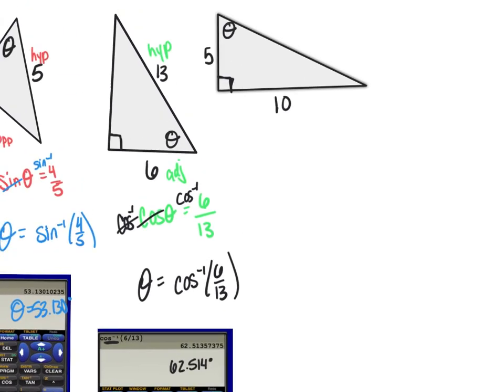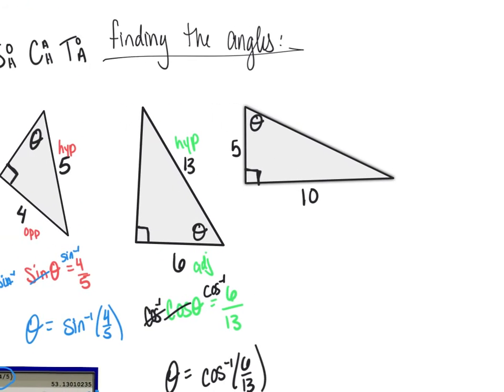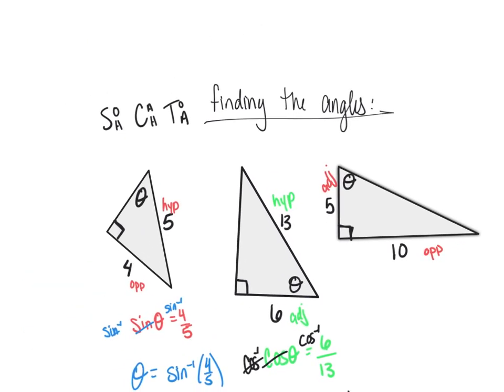The last problem that I'm going to look at is this one right here. Again, I'm going to compare where these angles are in relation to theta. So this 10 is the opposite side, and 5 is the adjacent side. So I'm going to go ahead and label them opposite and adjacent. And then I'm going to come back over to my SOHCAHTOA and I'm going to look, I have opposite and adjacent. That's going to be my tangent ratio.